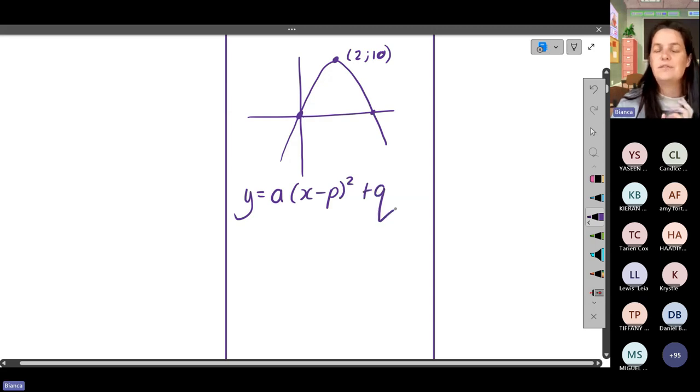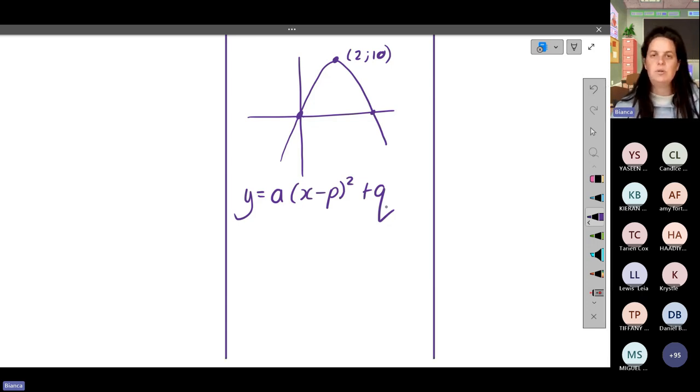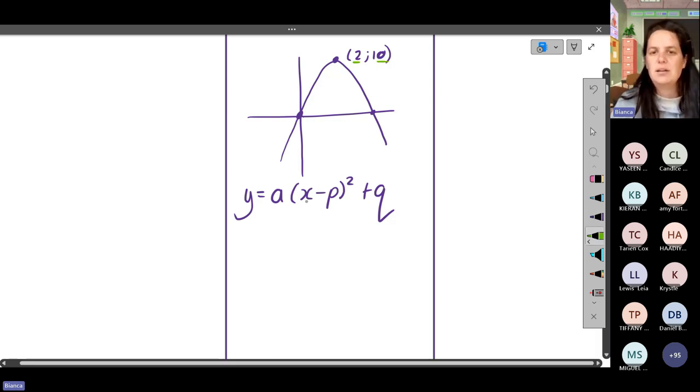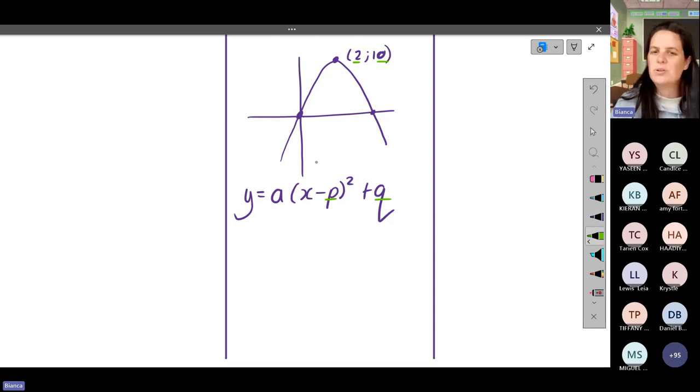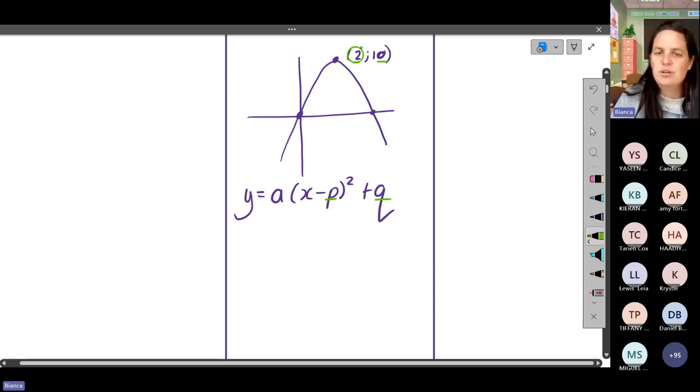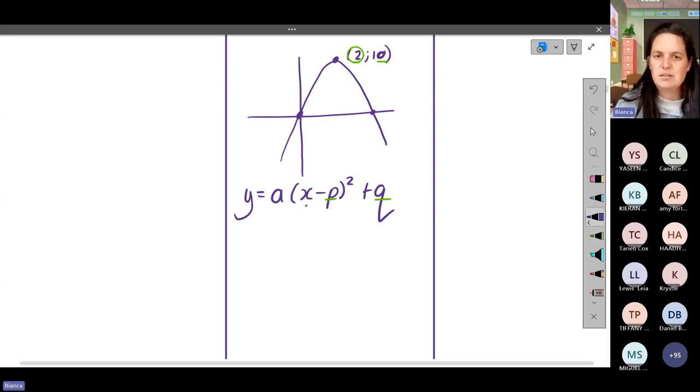Whenever you're trying to find the equation of a parabola, you need to look at what's given to you. If turning point is given, turning point formula. And now you fill in the numbers. So now I know that 2 and 10 is 2 and 10 over there. But remember, it's always the opposite sign. So if it's positive 2, remember that in here must be negative 2. Don't forget that.